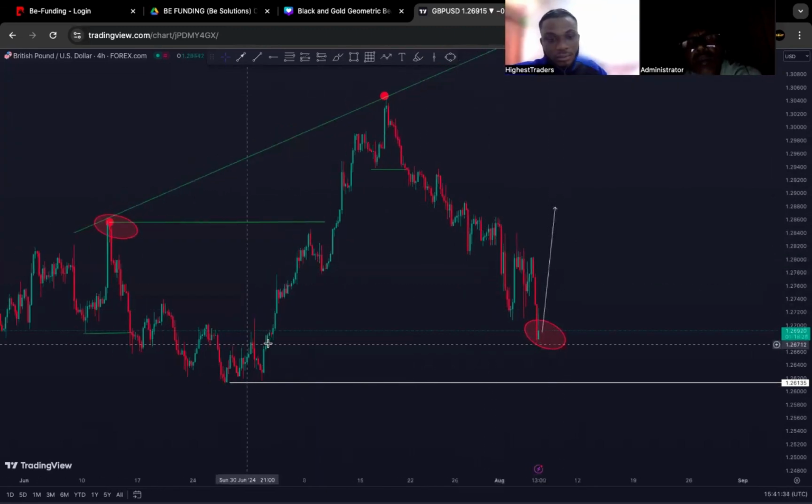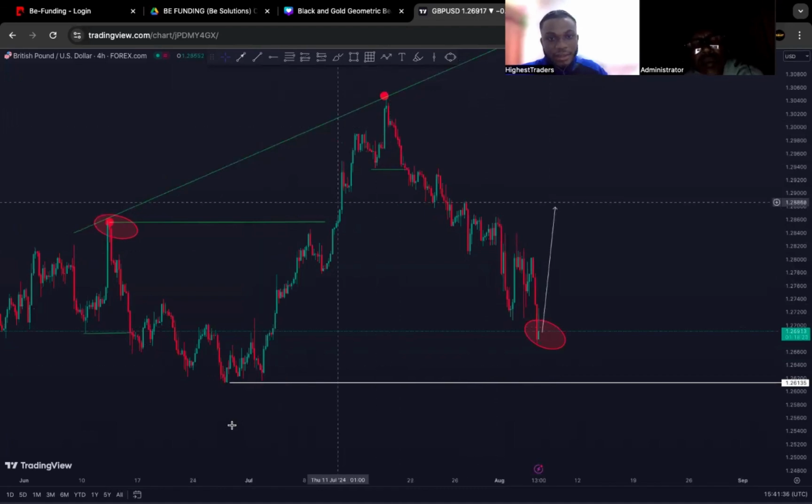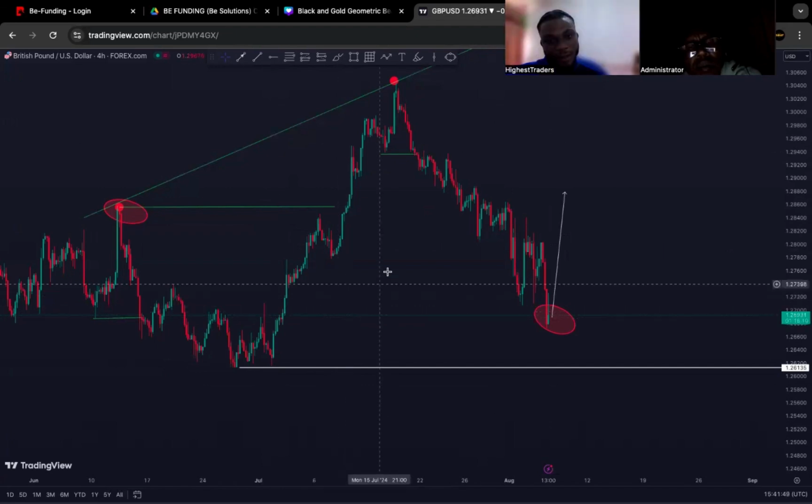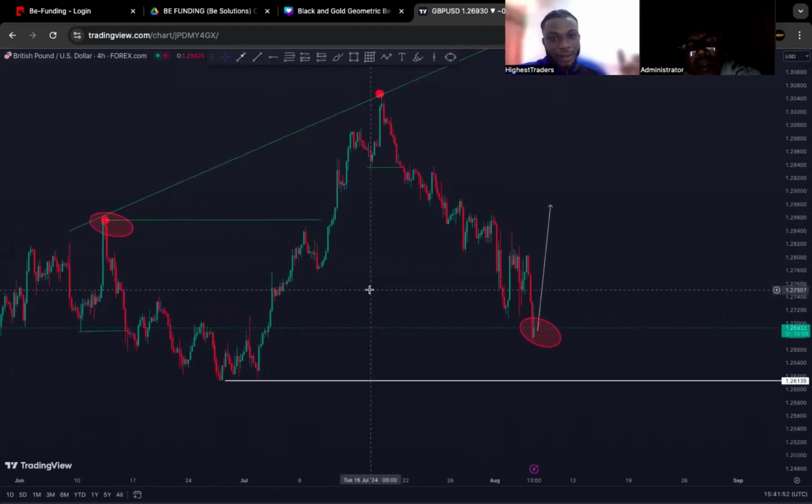So price pushed up significantly, like this is an impulse that broke this previous swing. Now we have to pay attention to this impulse and read into it. We need to look for a relevant demand zone to buy price from. All right, we need to look for a relevant demand zone to buy price from.